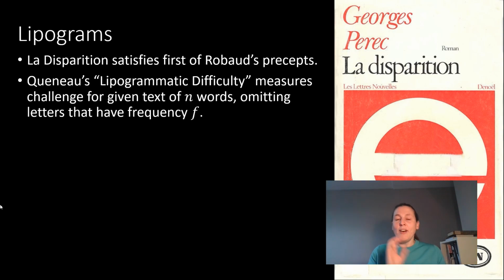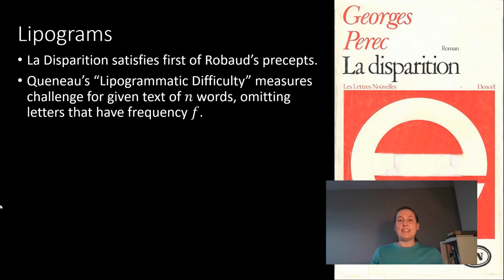Now, how hard is it to do this? There are lots of books which miss out particular letters or have various other constraints. So there was a sequel to La Disparition a few years later called Les Revenantes, which uses all the E's that were missed out of the first book, but in exchange, it does not have any of the other vowels at all. So it's only got E's. So you could ask yourself, which one is harder to do? No E's, or E's but nothing else?